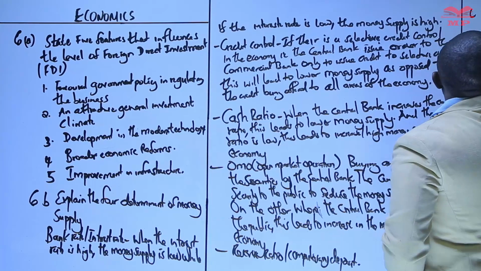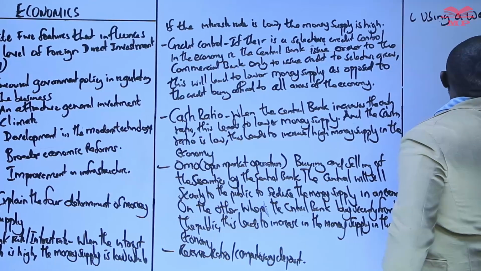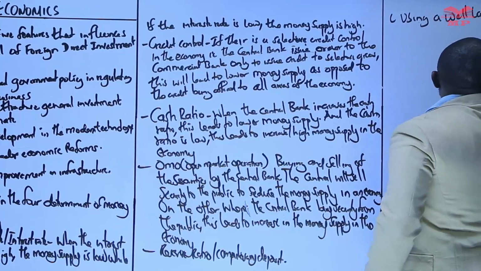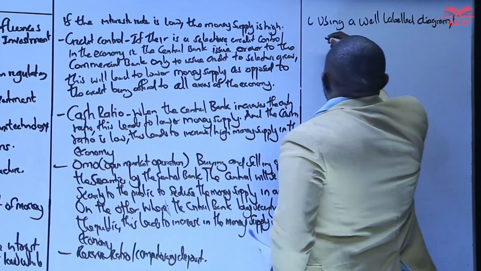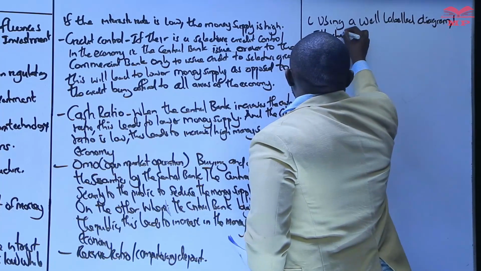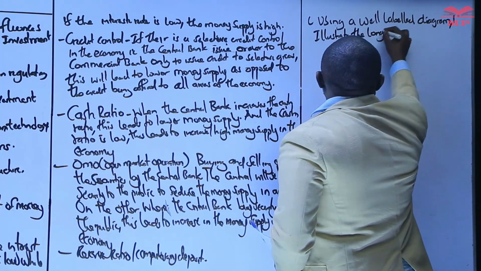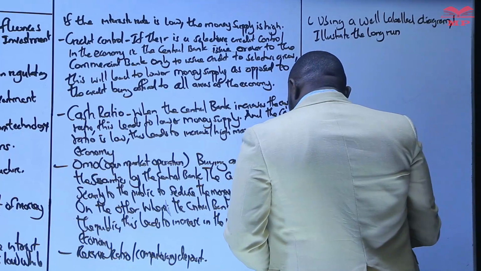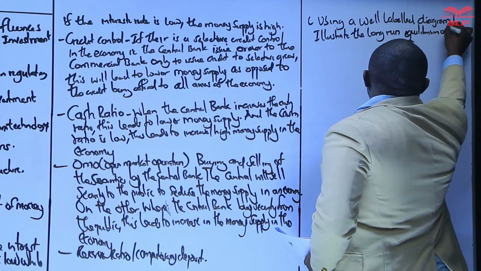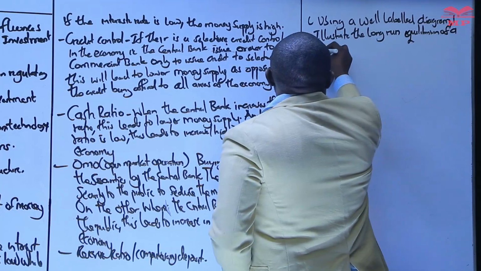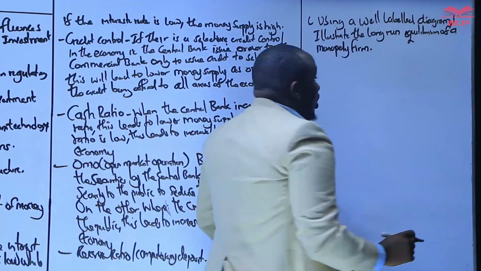Using a well-labeled diagram, illustrate the long run equilibrium of a monopoly firm, a long run equilibrium of a monopoly firm.